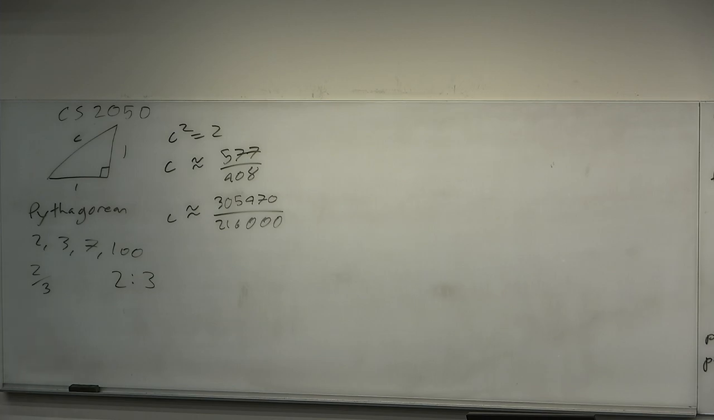They're not exact. And today, we have a modern understanding of an irrational number. A number is irrational if it cannot be represented as a fraction. And we know that the square root of 2 is irrational. But Pythagoras didn't know this.